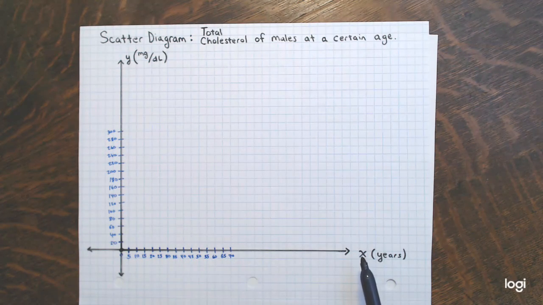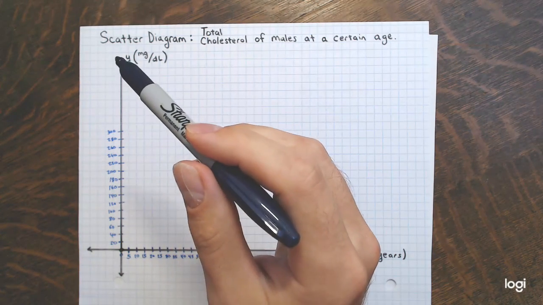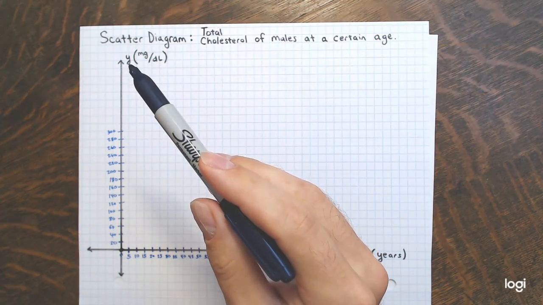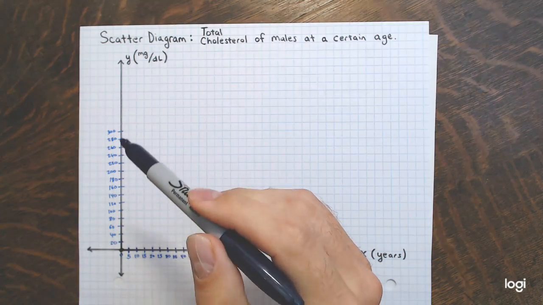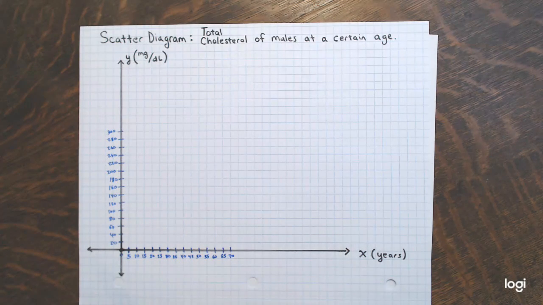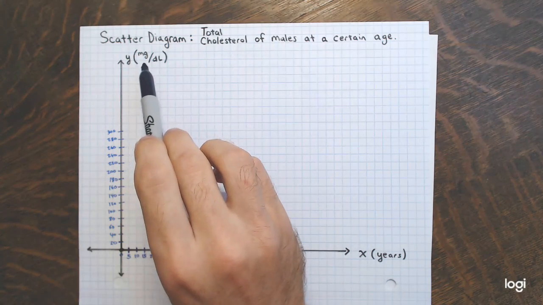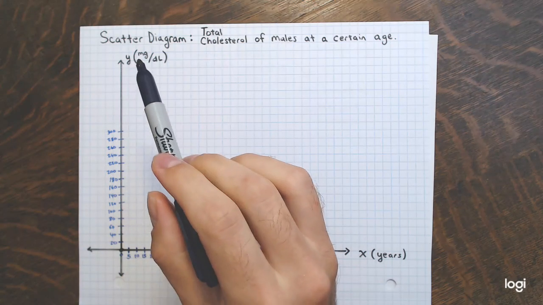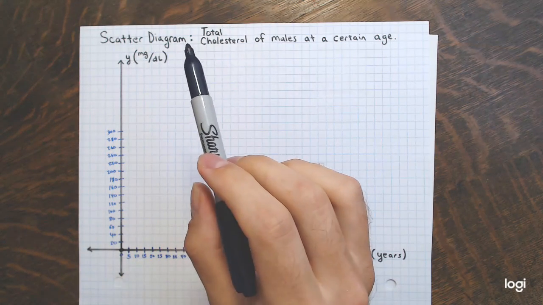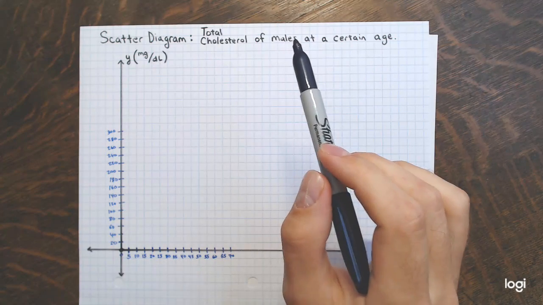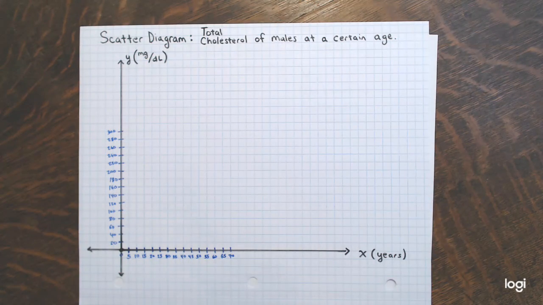Right, so this is the x-axis, the age axis, and all these numbers you're seeing here, very tiny numbers, I'll point them out, are in years. And the vertical axis, right? This is the y-axis, represents the dependent variable, which in this particular table is the total cholesterol, so all these numbers here, again very tiny, represent milligrams per deciliter. And I've titled it, total cholesterol of males at a certain age. All right. So it's titled, axes are labeled, numbers, and I have consistent markings on my axes.